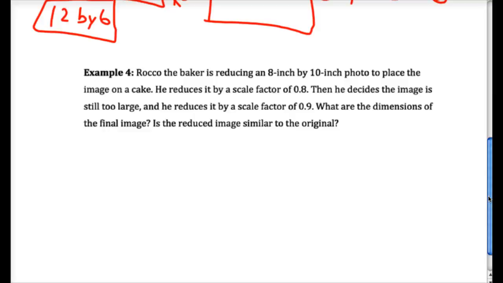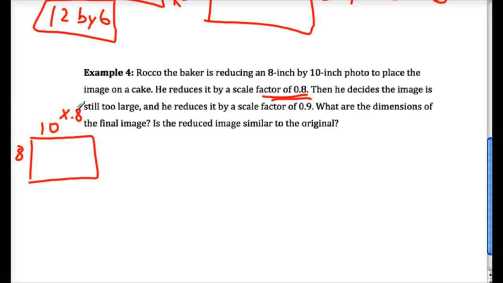Rocco the baker is reducing an 8-inch by 10-inch photo to place on the image of a cake. So he's got an 8 by 10. And he needs to reduce it to put that image on a cake. He's a nice baker. He reduces it by a scale factor of 0.8. Does everybody agree that 0.8 is less than 1? Yes. So we're going to make it smaller.